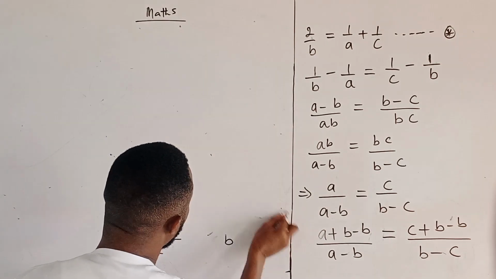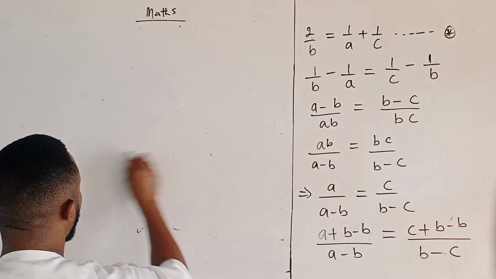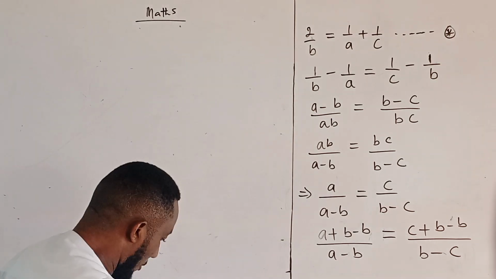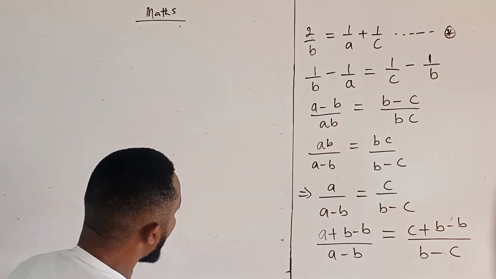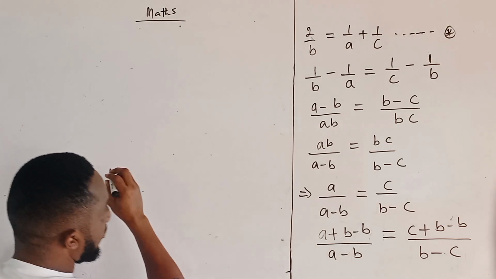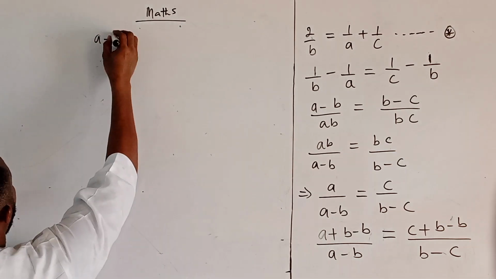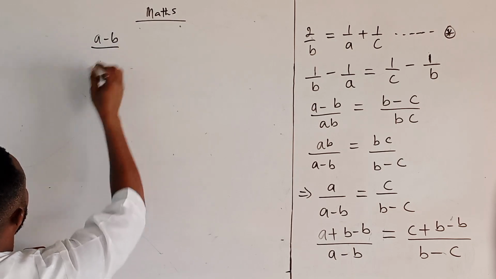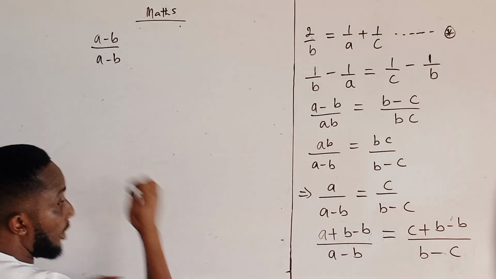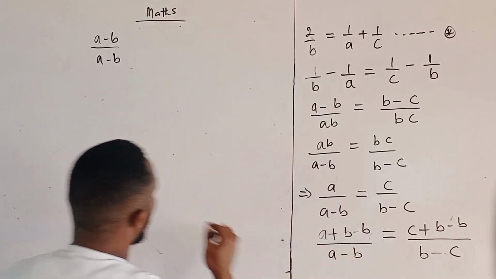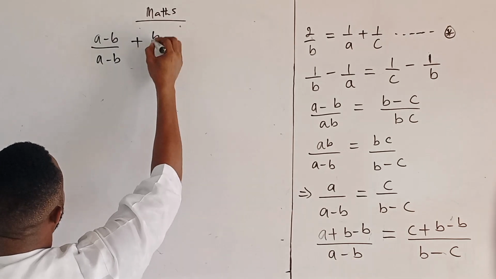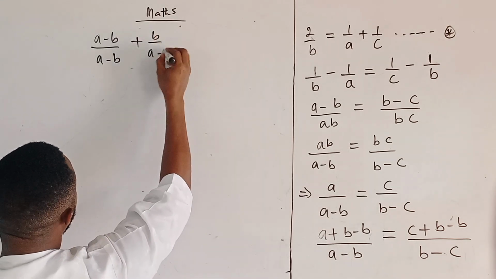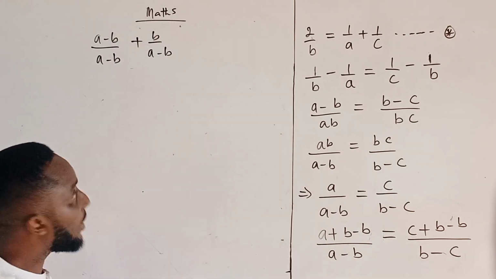So the next thing I'm going to do is try to split this fraction. Okay, the cover of the marker just fell, so we can manage that. So I'm going to be having A minus B upon A minus B. I'm actually splitting this fraction to 2, then plus B upon A minus B. So you can see what we are having here.